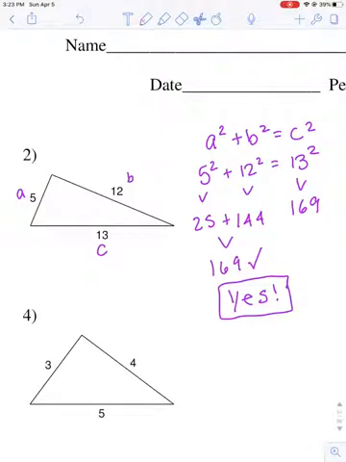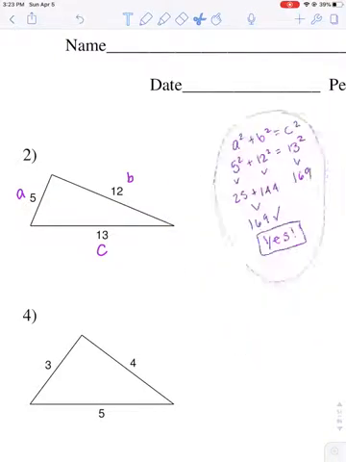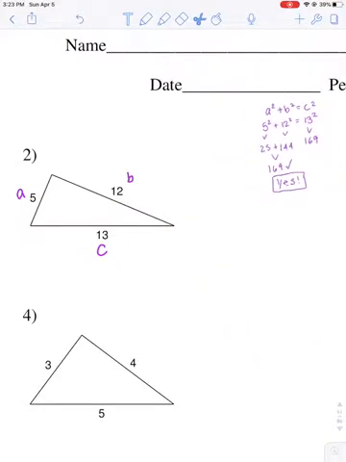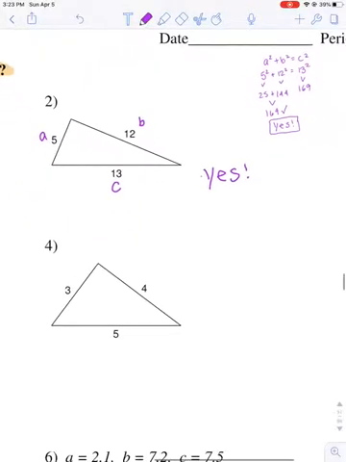Now, some of you guys, because you guys are smart, probably noticed that this was on our triples list a minute ago. A 5, 12, 13 triangle. So you did not even have to show any of this work. You could have just said yes, because we know it's a triple. It's a common triple. So we can just accept that yes is the answer without any work.